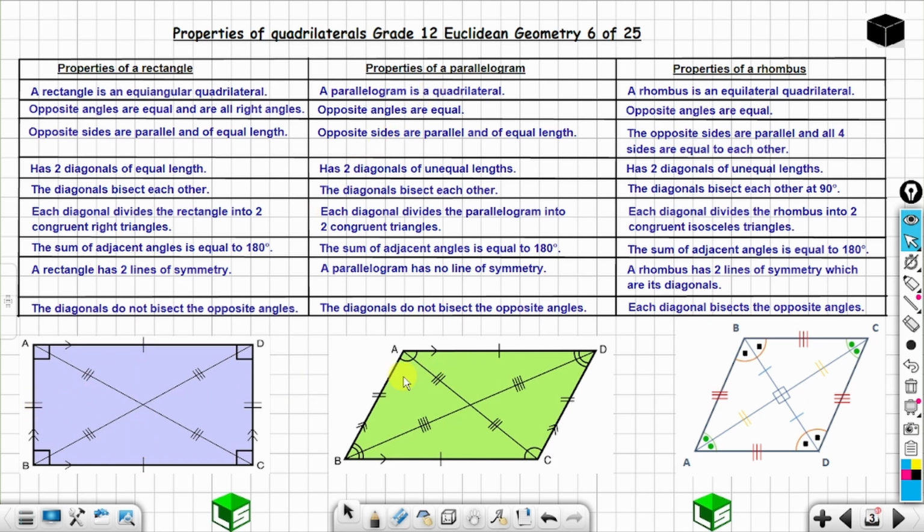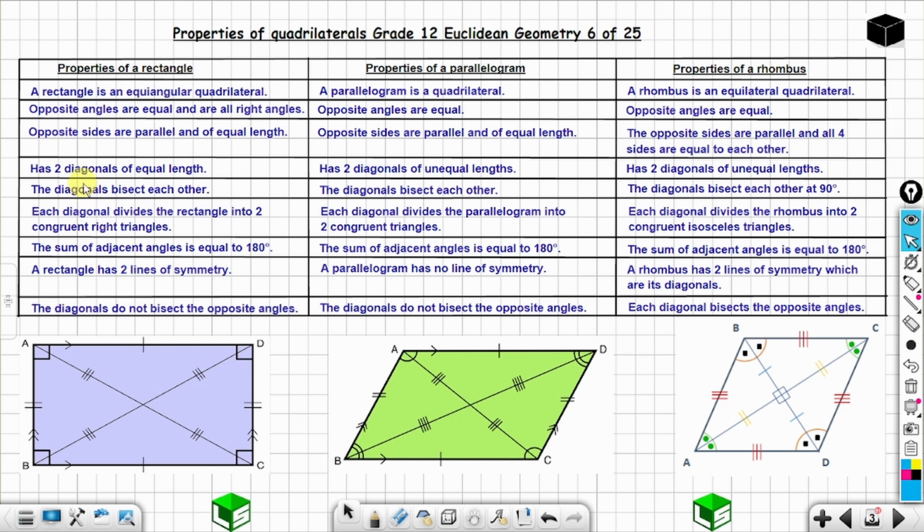Okay, and for a rhombus, opposite sides are parallel and all four sides are equal to each other. Okay, you can see the difference. The opposite sides are parallel and all four sides are equal to each other.